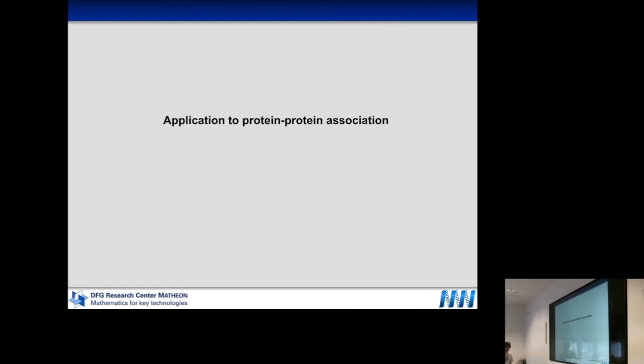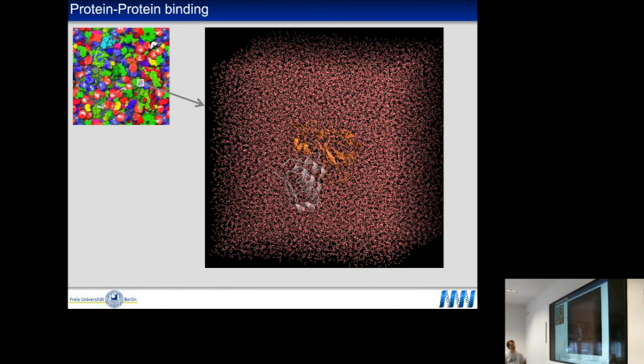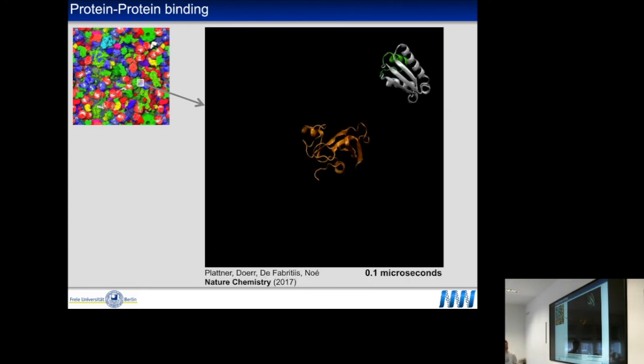I have 5 minutes, so I'll quickly walk you through one application that we did, just to come back to this problem that I started with, protein-protein association. This serves as an example in two ways. In one way, it's a demonstration of what can be done, and in another way, it's also a warning that you still need a lot of sampling if you want to describe slow processes.